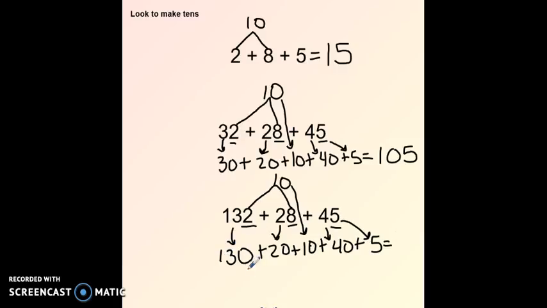So we have 130 plus 20, which will give me 150. 150 plus 10 is 160. 160 plus 40 is 200. And 200 plus 5 will give me 205.